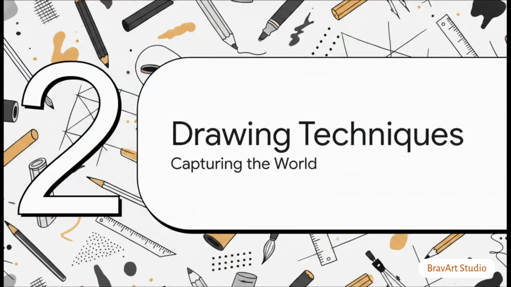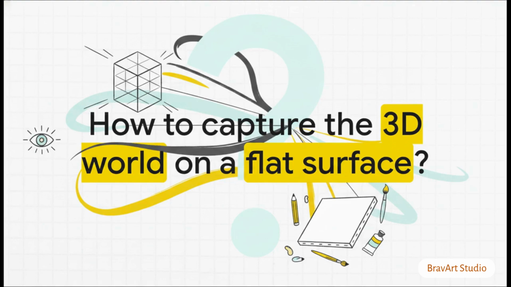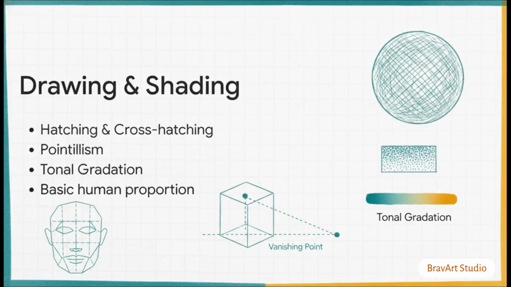Let's keep moving right along to Section 2, essential drawing techniques, or basically how we capture the world. You know, you might be asking yourself how artists actually manage to translate the sprawling, three-dimensional physical world around us onto a completely flat, two-dimensional piece of paper. It is a massive illusion when you really stop and think about it. Well, the secret comes down to mastering some very specific techniques.